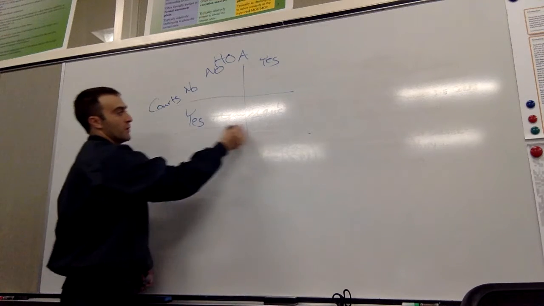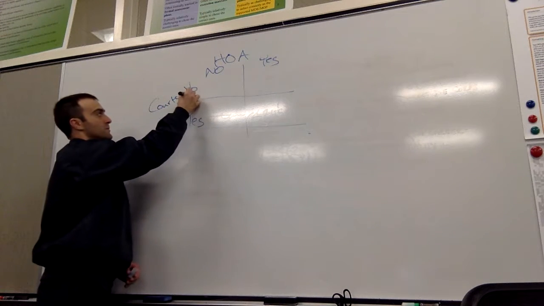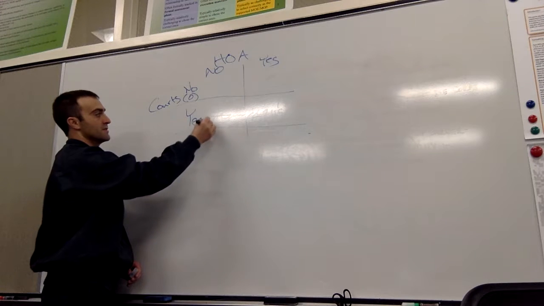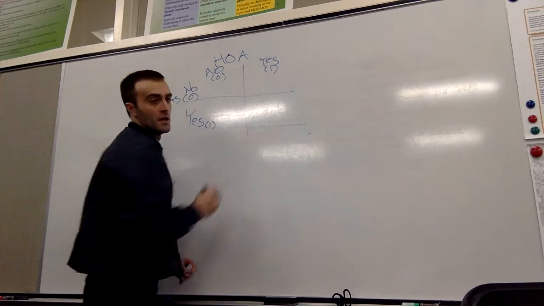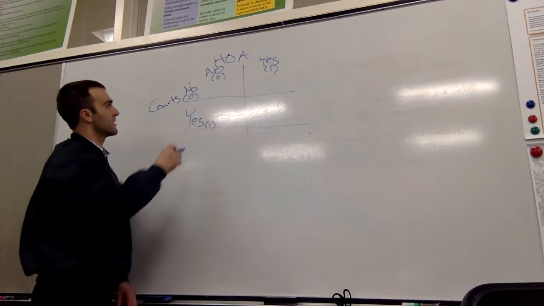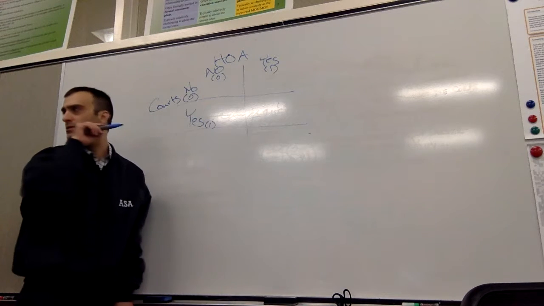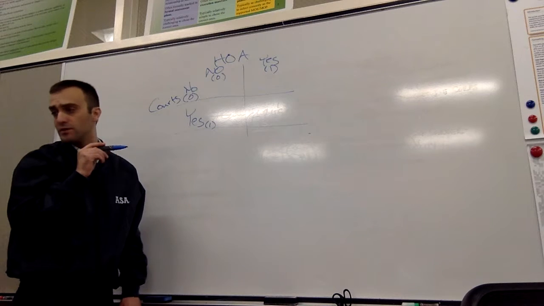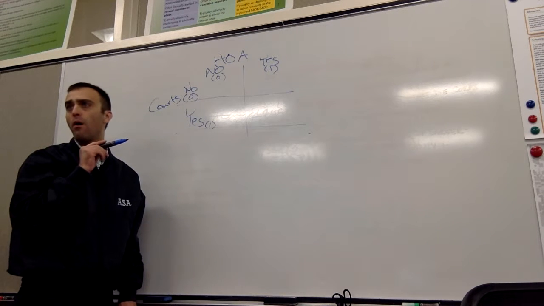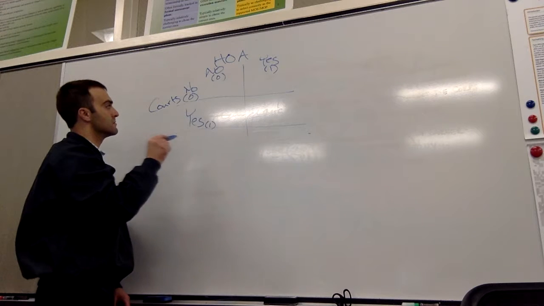All the no's were coded as a 0. All the yeses as a 1. And the cells, can somebody repeat those? For non-HOA, no tennis courts, it's 0, 0. 36. Let's repeat that one.